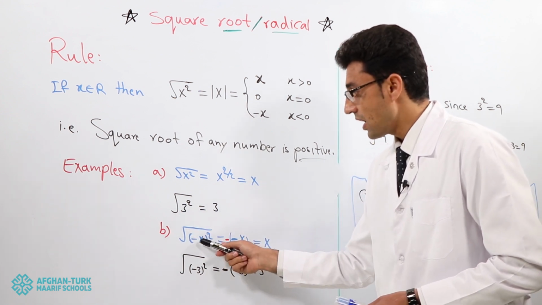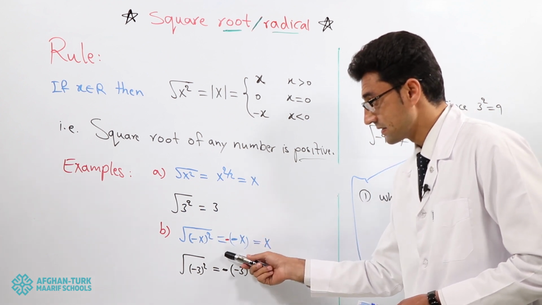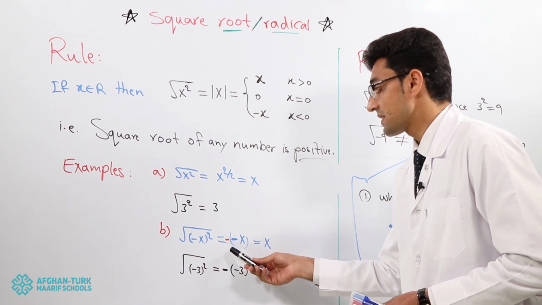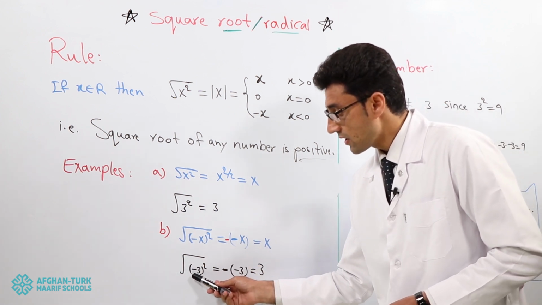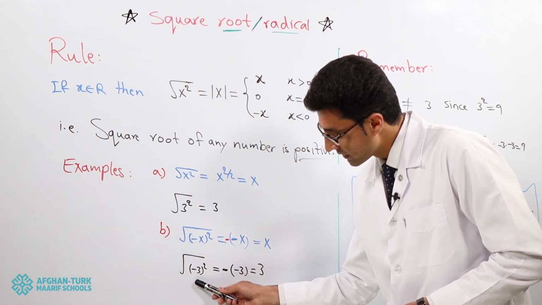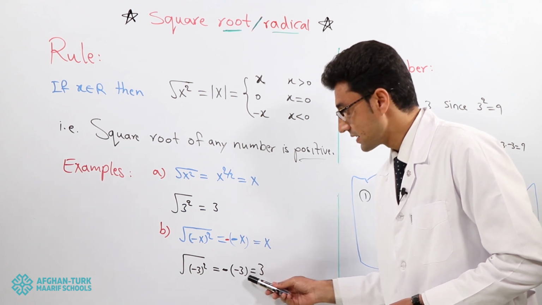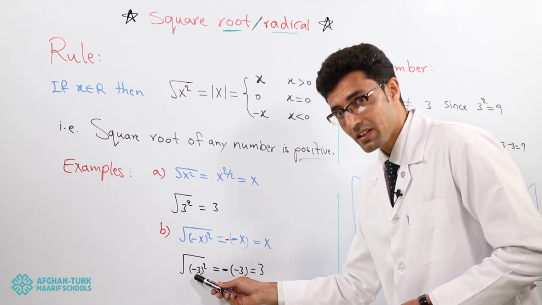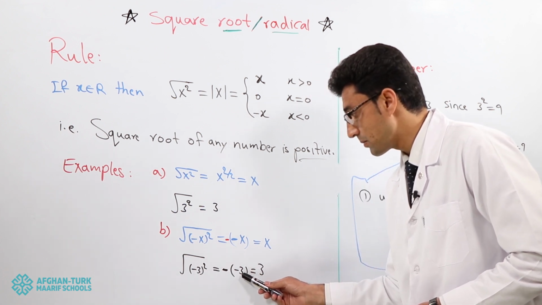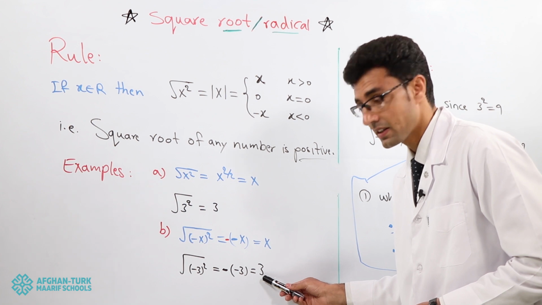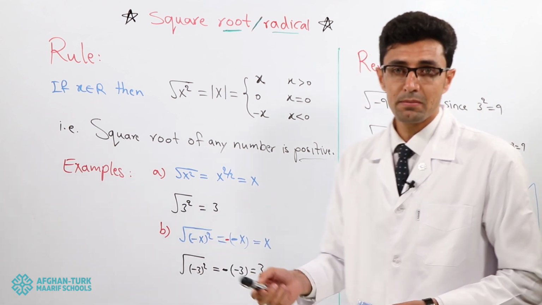The square root of minus x to the power of 2 is equal to minus x multiplied by minus x, which is positive. Now, the square root of minus 3 to the power of 2, I have to multiply a minus with minus 3 to be positive. Did you understand this? If it is negative, multiply by a negative. If it is positive, the answer is positive.